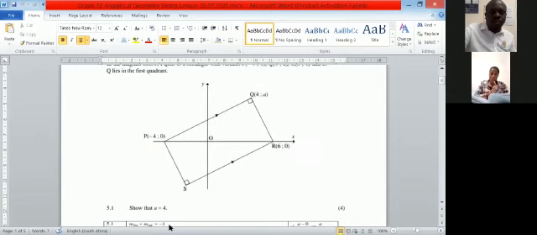Right. 5.1, show that A is equal to 4. A is the y coordinate of Q. So Q is (4, A). What we are going to use there is to calculate the gradient of those two lines.